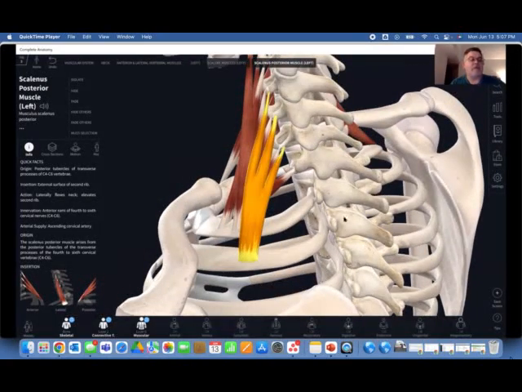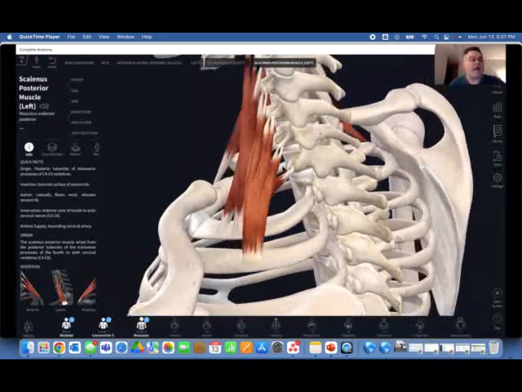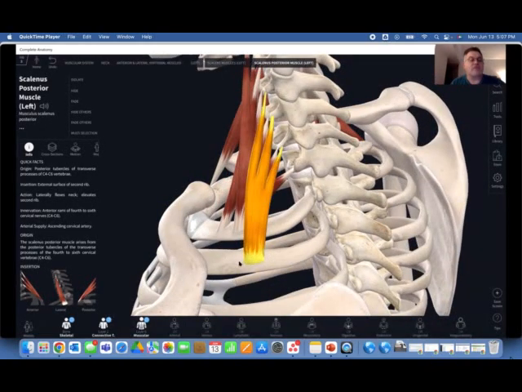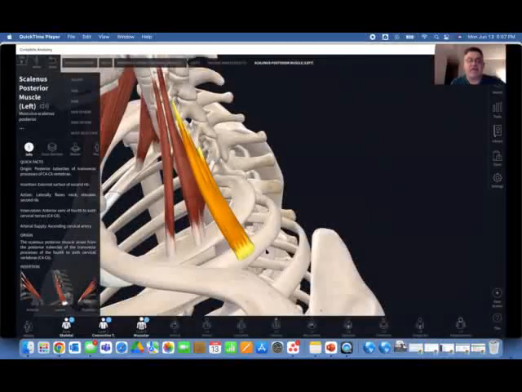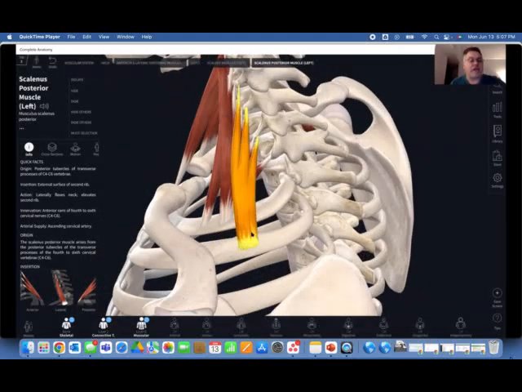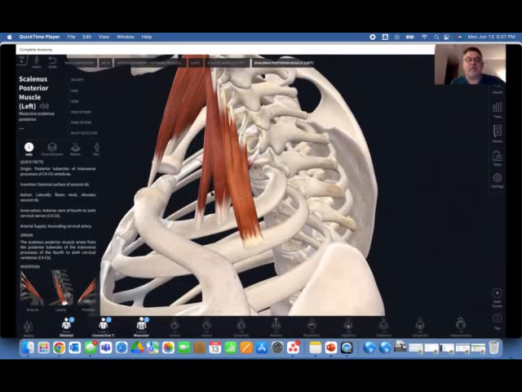So the origin here is the posterior tubercles of the transverse processes of C4, 5, and 6, and its insertion is the external surface of the second rib. Here its action is laterally flexing the neck and then elevating the second rib, and its innervation is the anterior rami of the 4th to 6th cervical nerves, C4 through 6.